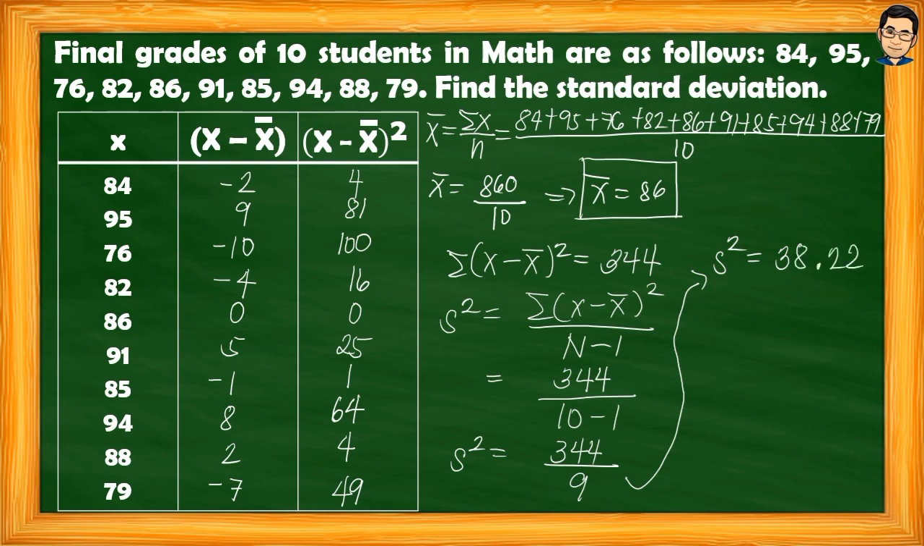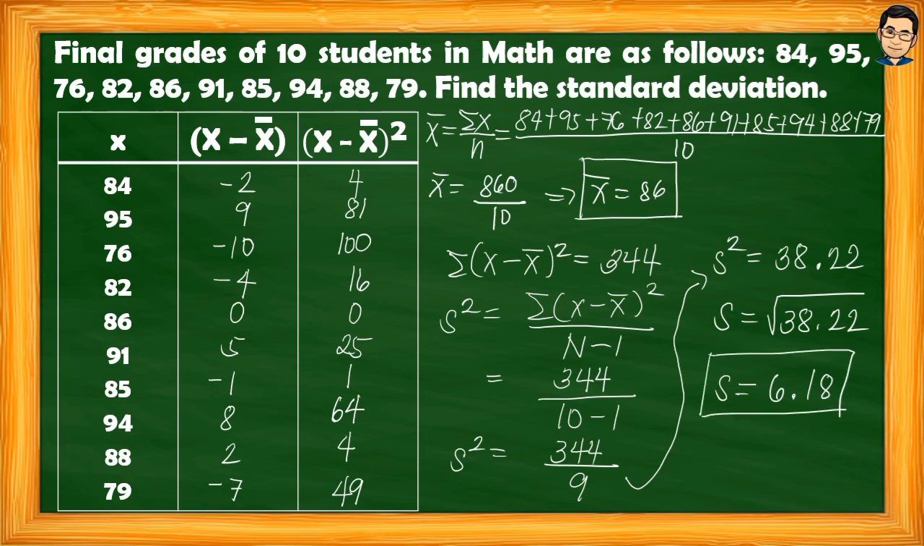And then, para makuha natin yung standard deviation, yung nakuha nating variance na 38.22, square root lang po natin. So, square root of 38.22. Yung makukuha nating standard deviation is 6.18. So, yan po ang value ng standard deviation. Okay, so ganyan kalalayo yung mga scores.